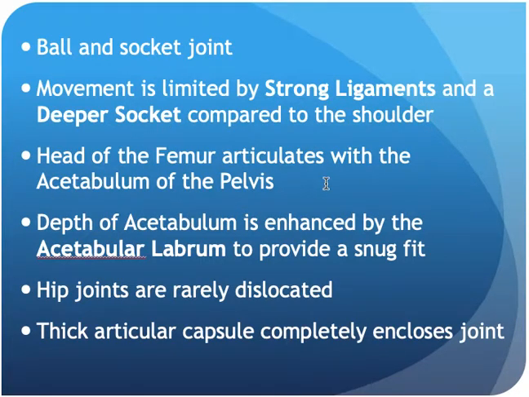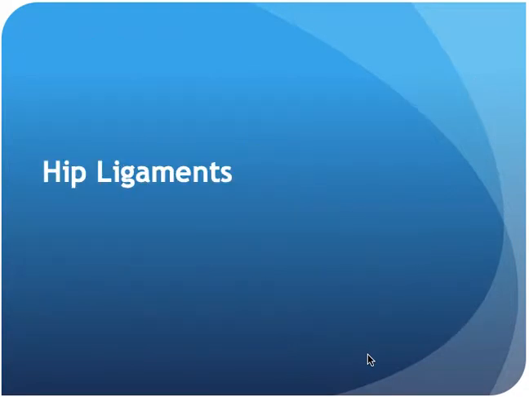The head of the femur articulates with the acetabulum, so it's fitting in the acetabulum of the pelvis. The depth of the acetabulum is enhanced by another labrum. So there's my fibrocartilage again to kind of fit that bone in there properly. And then my hip joints are rarely dislocated based on all these things above: deep socket, strong ligaments, big muscles. We also get this thick articular capsule that's going to completely enclose the joint.